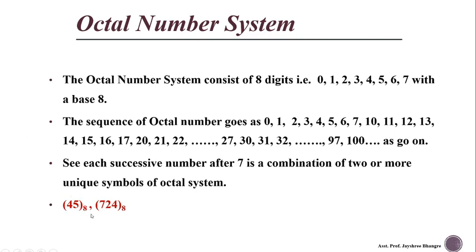So here we are writing the base as 8. That means this is an octal number. If we just write 45, it can be considered a decimal number. But if we write it in this form, to the base 8, that means this is an octal number.